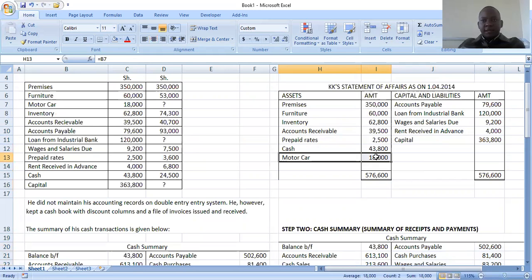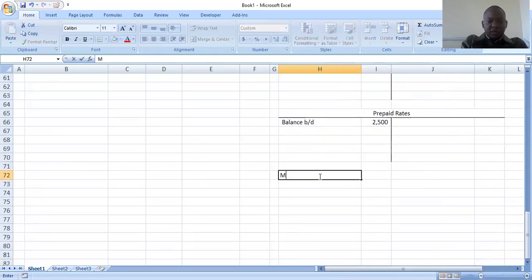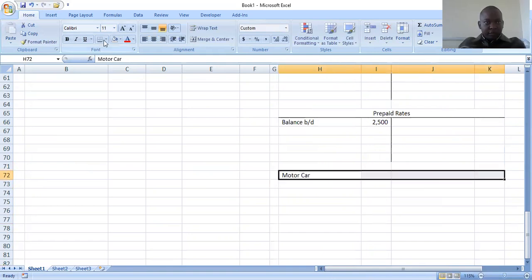Motor car is an asset, so you have the opening balance for the motor car. So you create an account for motor car.